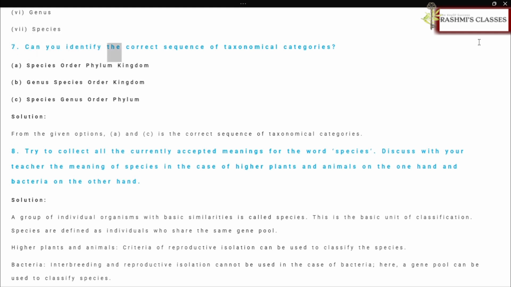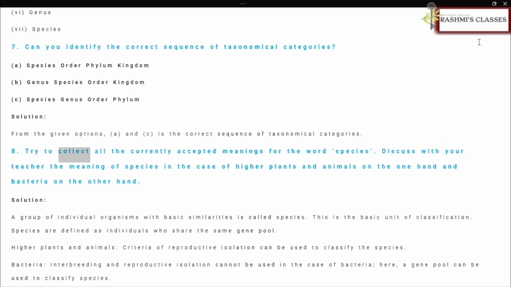7. Can you identify the correct sequence of taxonomical categories? A. Species, order, phylum, kingdom. B. Genus, species, order, kingdom. C. Species, genus, order, phylum. Solution. From the given options, A and C is the correct sequence of taxonomical categories.